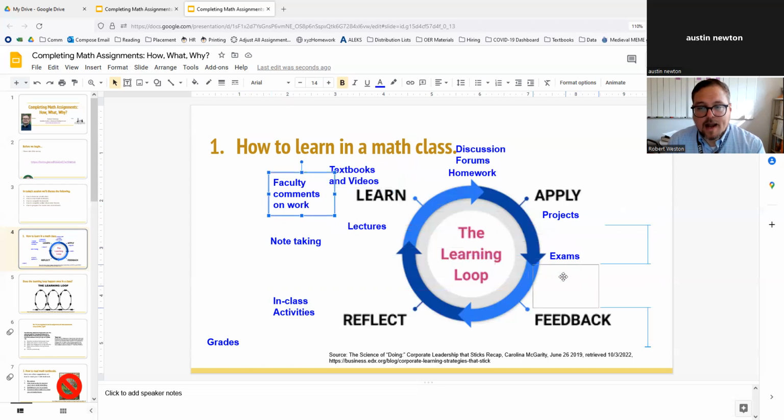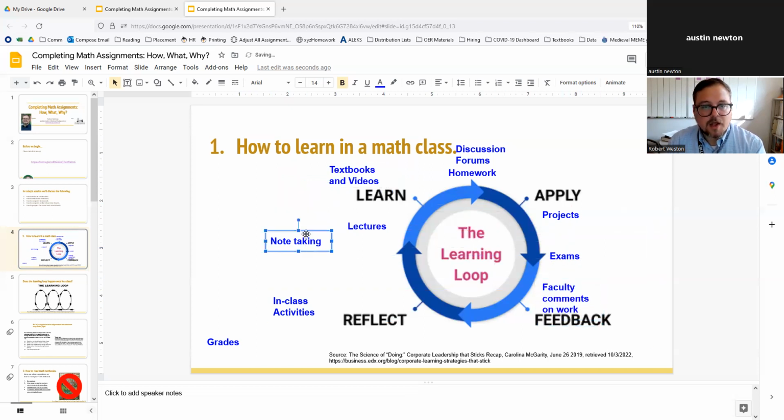Faculty comments on work are absolutely part of feedback. We'll talk more about using that. Note-taking, right, whether this is in the textbook or a part of lectures, that definitely fits in the learn piece here. Again, that can really vary where that fits. In-class activities, many faculty use those as a learning/applying kind of piece.